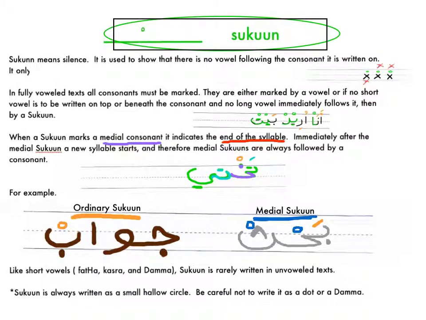Like the short vowels fatha, kasra, and damma, sukun is rarely written in unvoweled text. And also, sukun is always written as a small hollow circle. Be careful not to write it as a dot or a damma.